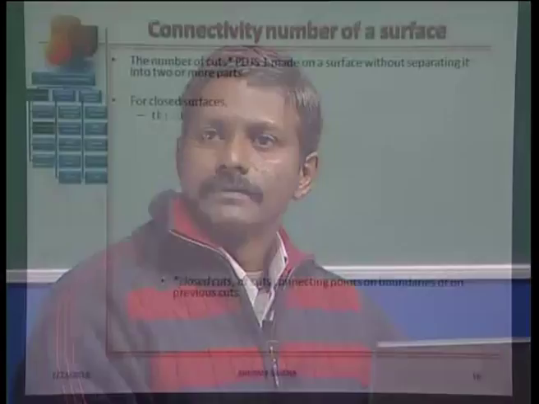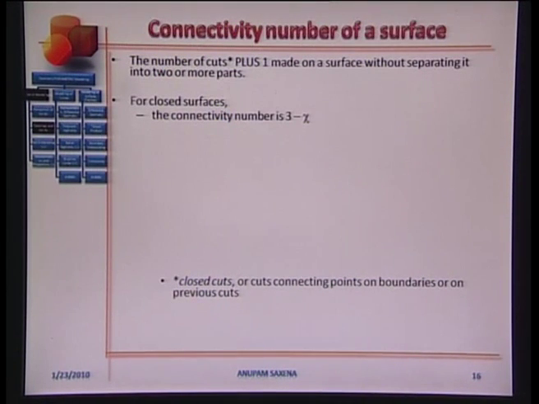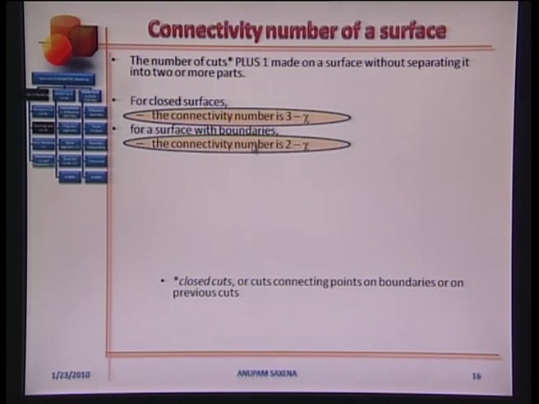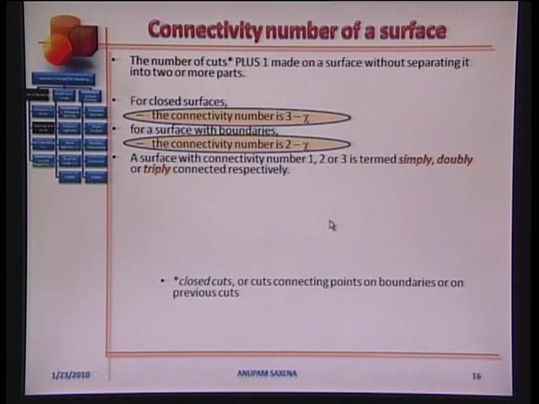For closed surfaces, the connectivity number is given by 3 minus its Euler characteristic. For a surface with boundaries, like a disk for example, the connectivity number is given by 2 minus the Euler characteristic. Let this be an exercise for you to find as to how the connectivity number is related to the Euler characteristic. A surface with connectivity number 1, 2, or 3 is called simply, doubly, or triply connected, respectively.